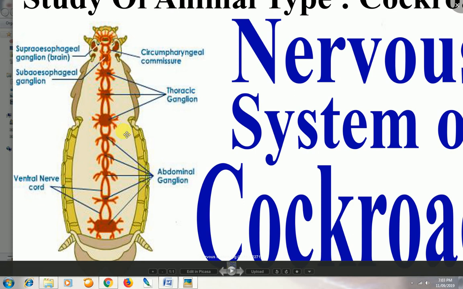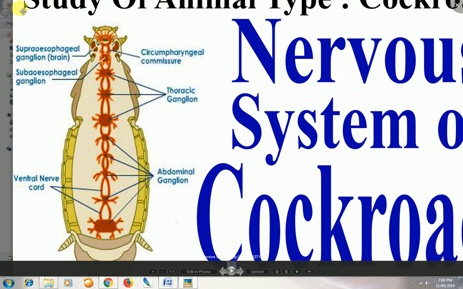Main Hindi mein ek bar bata deta hun. Nervous system cockroach ki 3 part mein divided hai, central, peripheral, autonomic. Autonomic ka kaam hai heart ko aur alary muscle ko control karna, aur peripheral nervous system ka kaam hai back side dorsal portion ko cover karna.